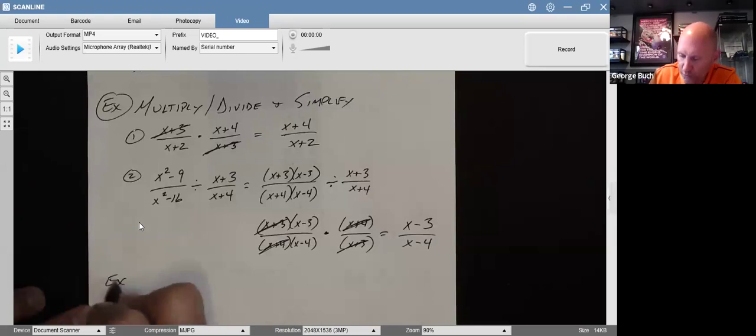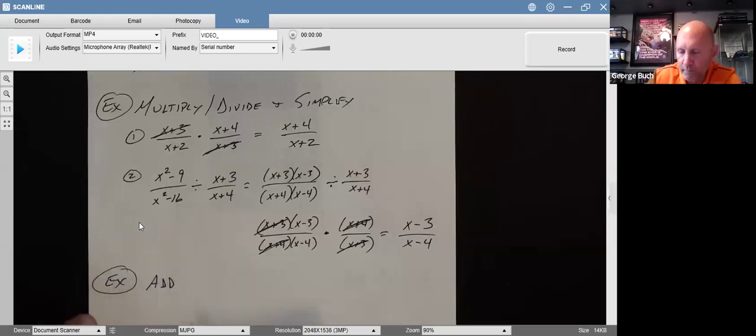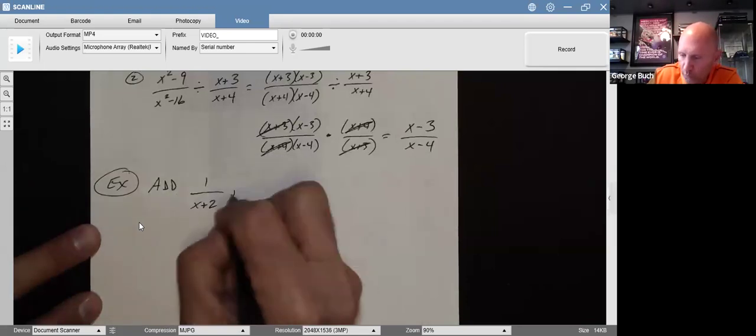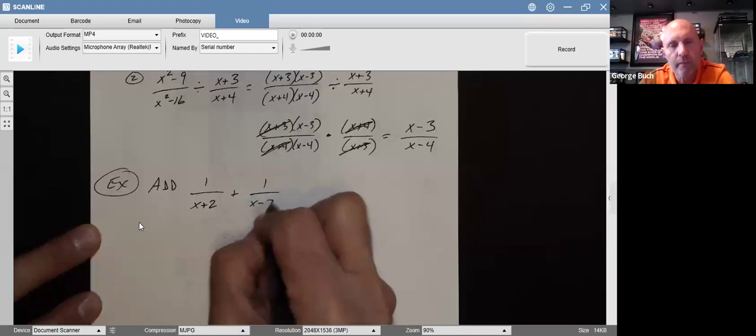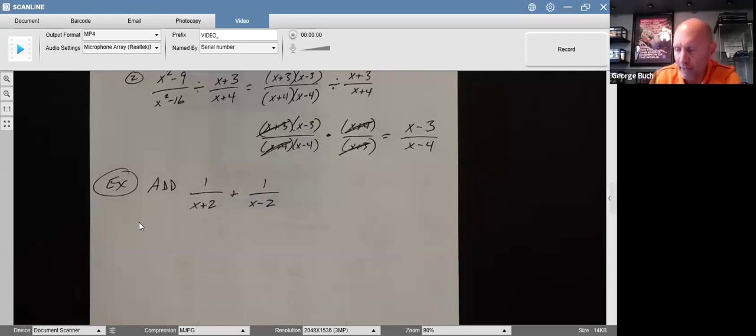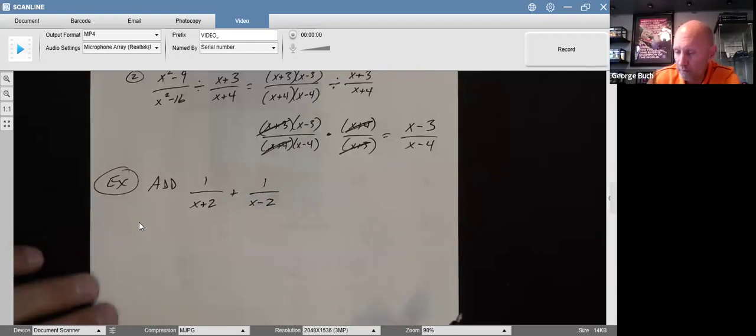How about addition or subtraction? This is an addition problem. So what if I have 1 over x plus 2 plus 1 over x minus 2? Again, if you remember from the content video, I explained that rational expressions follow a lot of the same rules as our regular fractions. And we've seen that here with simplify, multiply, divide. Same with addition. We can use that cross multiply method we learned early on, lesson 1, I believe.